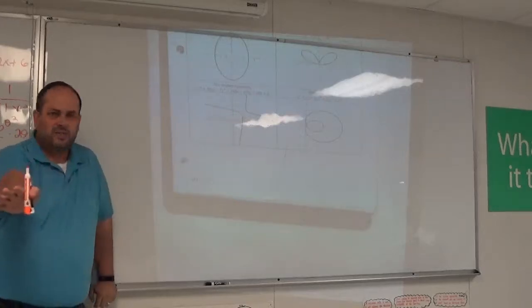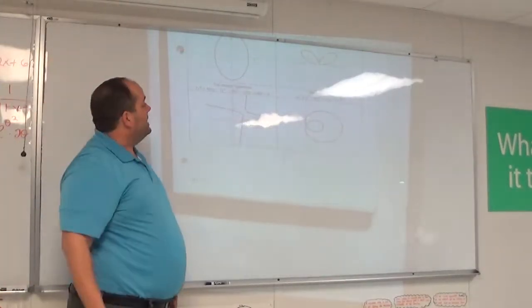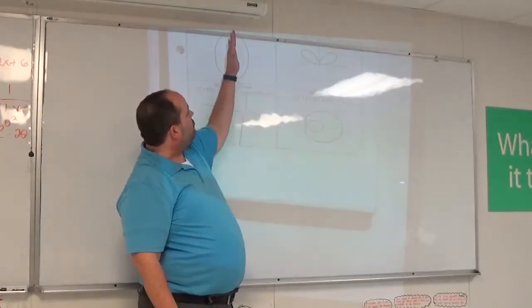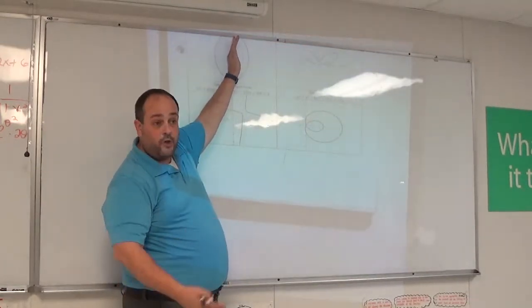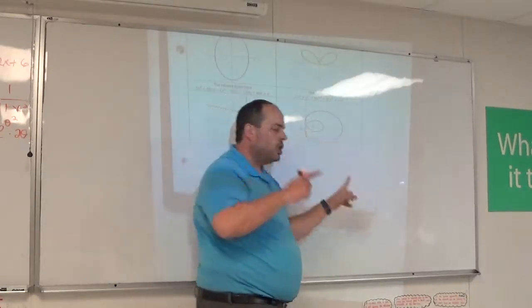Does anybody else know what he's talking about? The vertical line test. The vertical line test says if I can ever draw a vertical line and it crosses the curve more than once, it's not a function. We're good? So, implicitly defined curves.